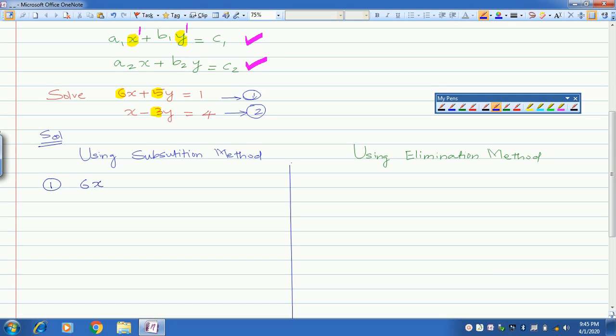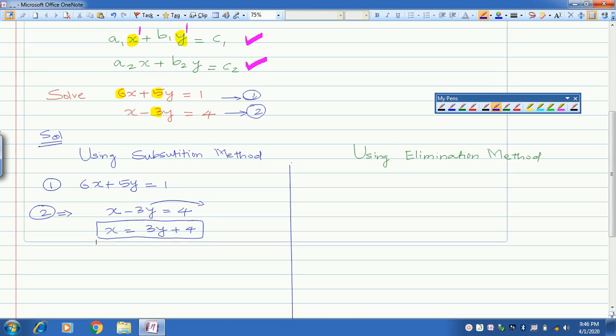I can take 6x plus 5y is equal 1, and the second equation I can reduce as x minus 3y is equal 4. So bring this y here, you will have x is equal 3y plus 4. So this is my x equal. Now I have to substitute in the given equation, equation number 1. In equation number 1, just replace in place of x, right? So what happened?